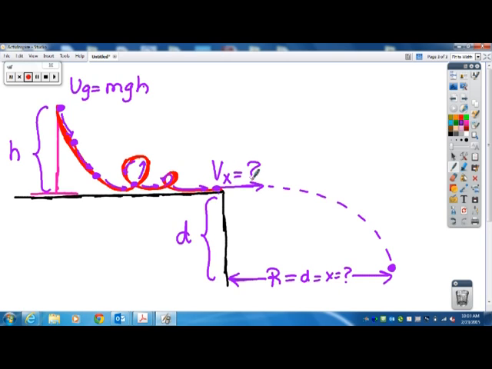And how are you going to calculate this velocity the ball had right before it was launched off the table, which I'm labeling as v subscript x, or the horizontal velocity? Well, first things first, you've got to calculate the time the ball spends in the air once it's launched off from the edge of the table.